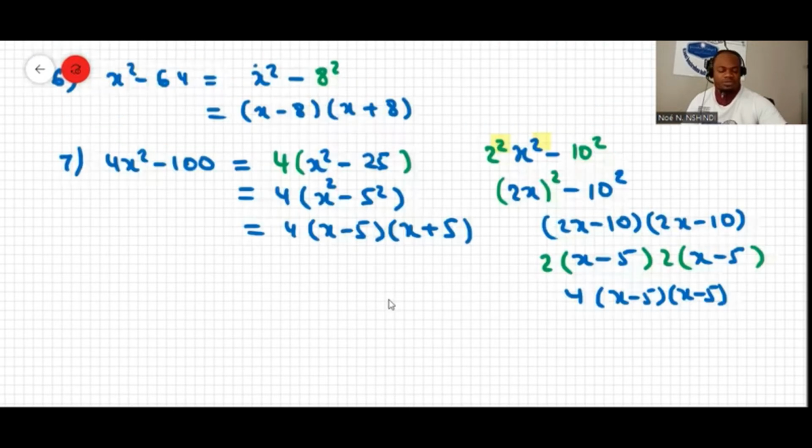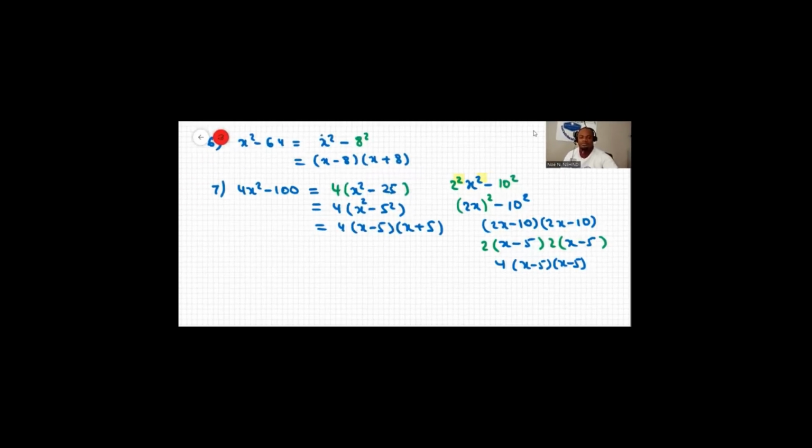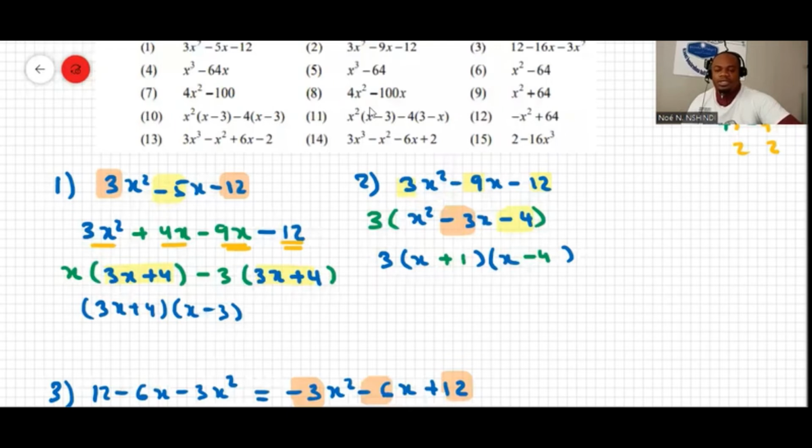Now the next question will be question 8. Question 8 says 4x squared minus 100x. So let's just move this.